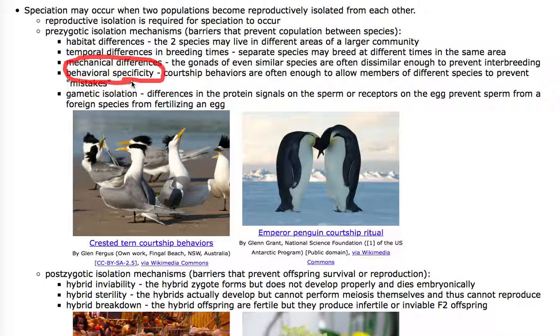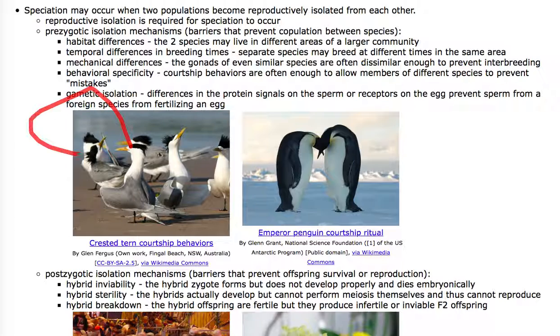Animals do all kinds of courtship rituals to keep each other apart from other species. So the birds that you see down in these pictures here, the penguins, the emperor penguins, and the crested tern, courtship behaviors are what species use to determine, are you one of my group? Because most of the time, species do not want to mate with members that are not in their group because their chromosomes will not survive in their offspring.